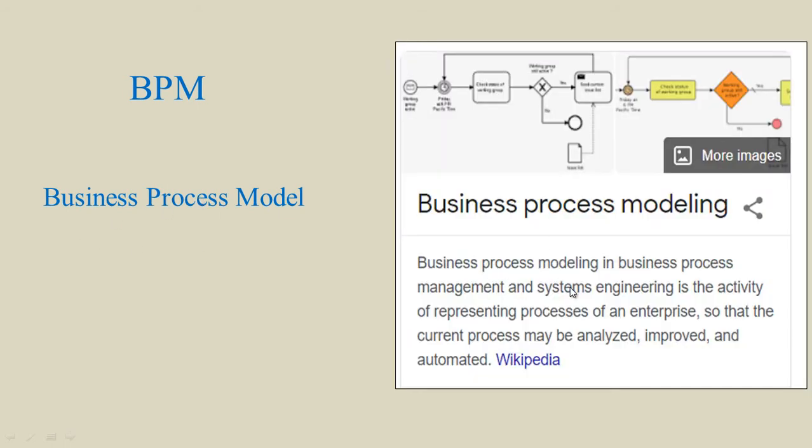BPM, Business Process Model. Business process modeling, in business process management and systems engineering, is the activity of representing processes of an enterprise so that current processes may be analyzed, improved, and automated.